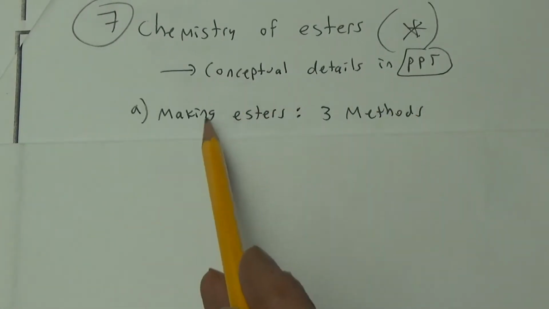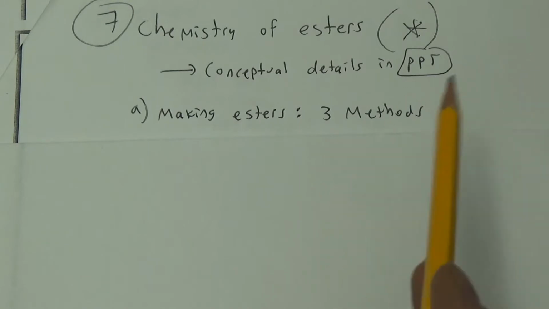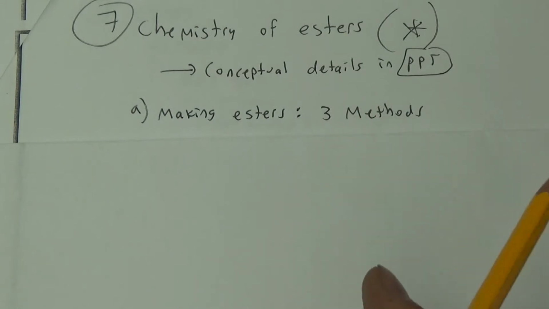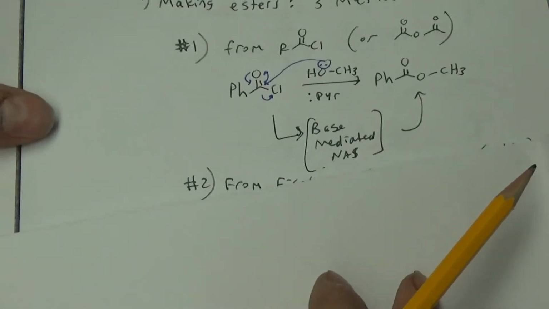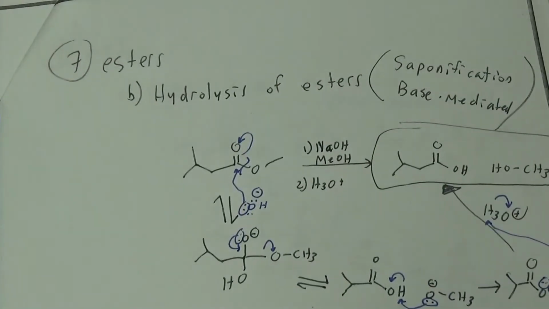A was how to make esters. There were 3 methods, all from review: the acid chloride method, the Fischer esterification method, and the SN2 method. That's a new way of making esters for you guys, but they're all easy. I'm not going to review them all because it's all in the last PowerPoint, but we went through all of this last time. We did the SN2 method, and then once you know how to make esters, we talked about all the reactions of esters, including hydrolysis of esters.